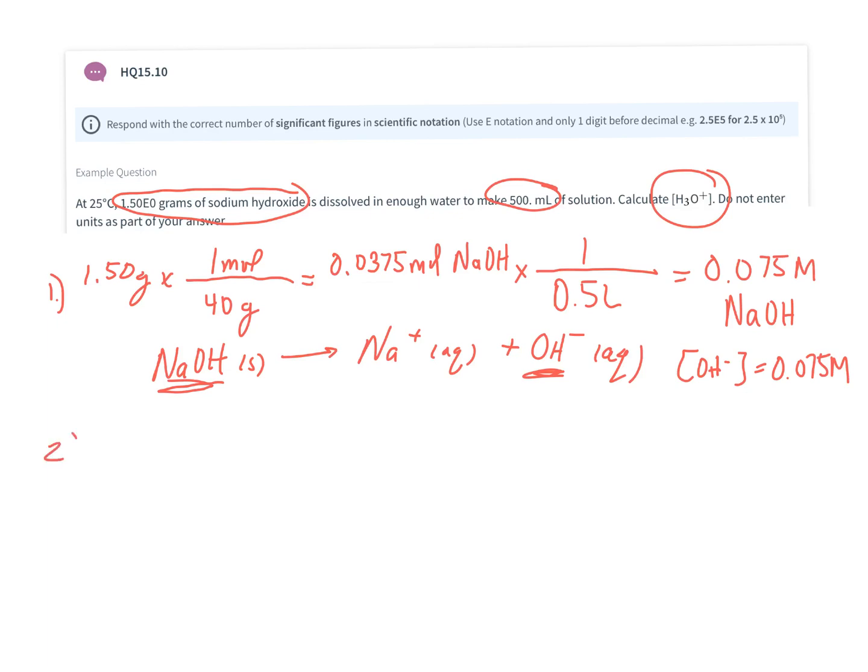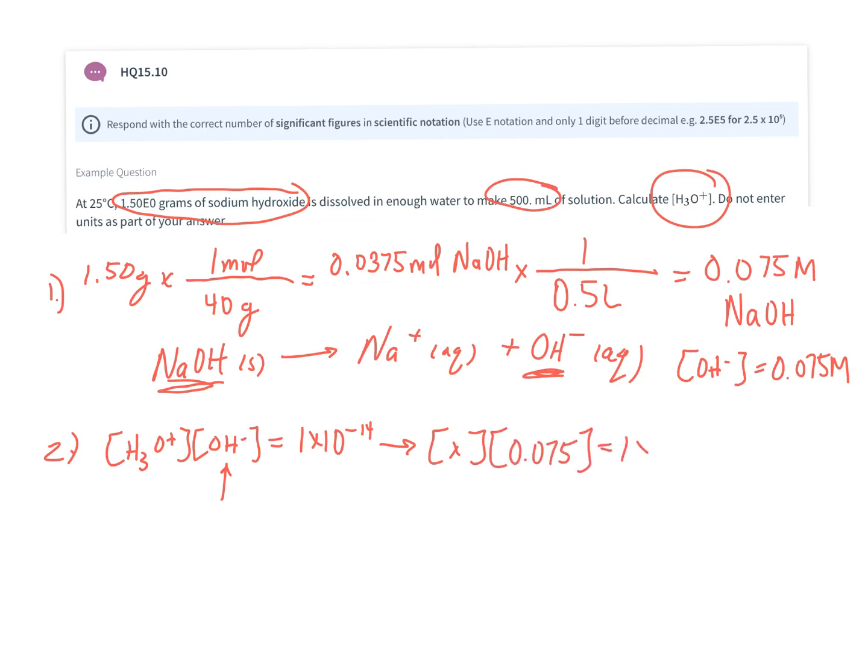So now, our second step of that calculation, we know from the autoionization of water, the concentration of hydronium times the concentration of hydroxide equals 1 times 10 to the minus 14. This is the autoionization of water. We know the concentration of hydroxide. That will allow us to find the concentration of hydronium. So hydronium is our X times our concentration of hydroxide, 0.075, equals 1 times 10 to the minus 14.